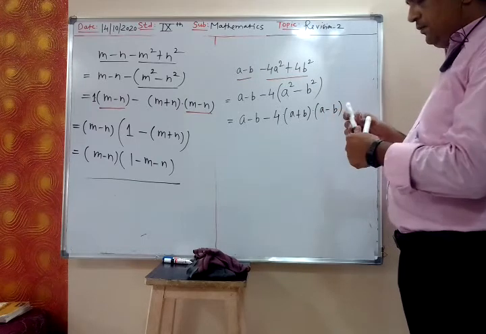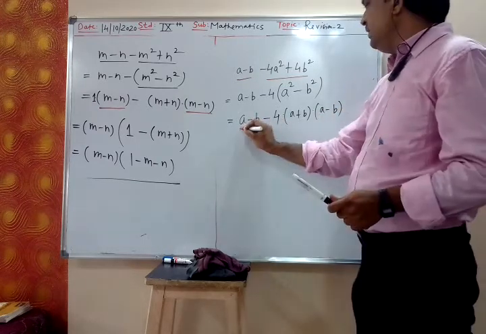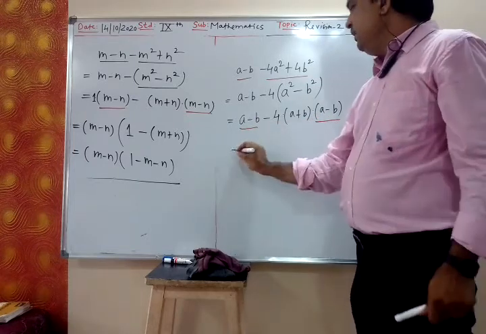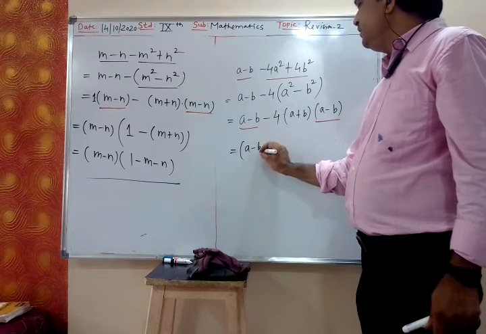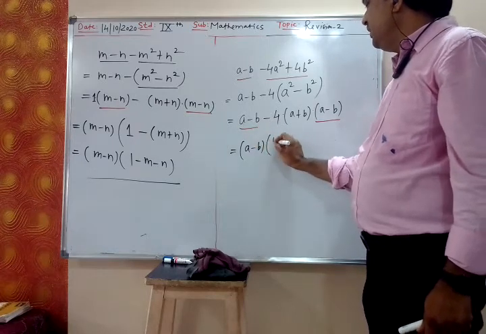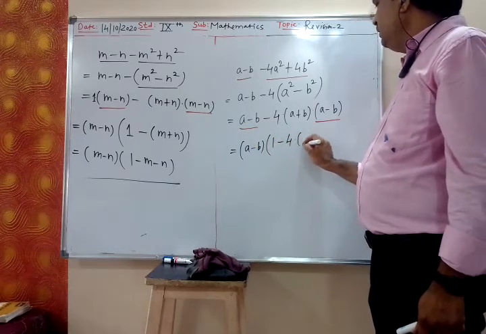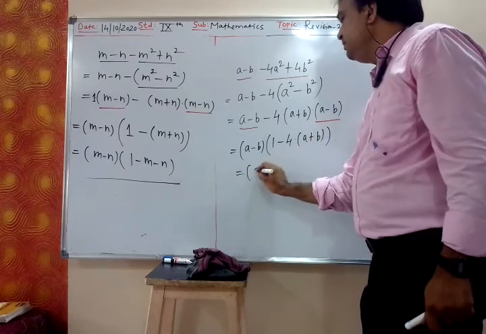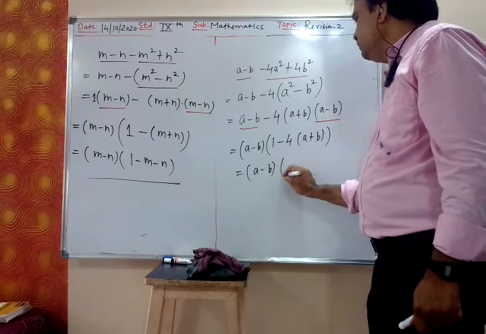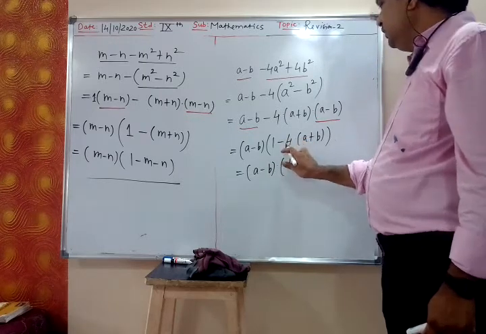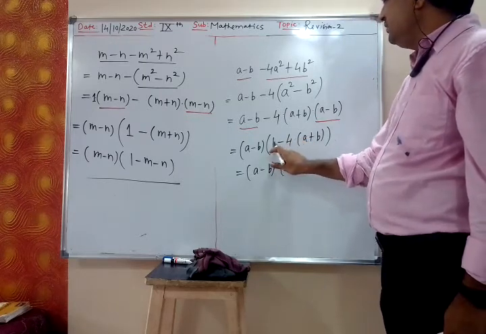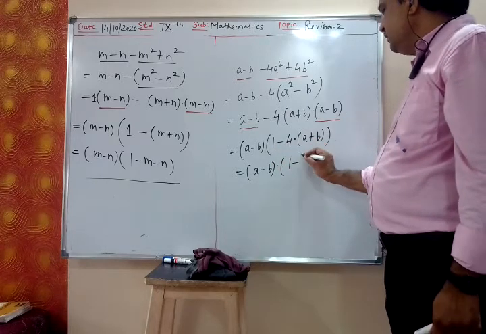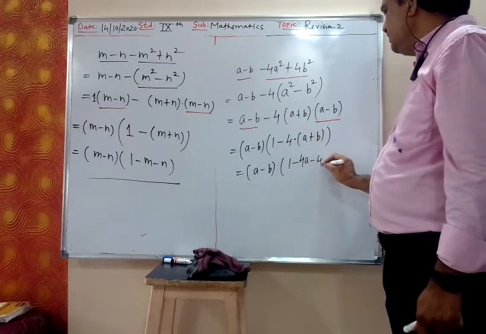Now I will take common from first and second. So a minus b is common. In place of this, 1 will be left, and 1 minus 4 into a plus b is left. So that will be a minus b into 1 minus... don't write 1 minus 4 as minus 3, you cannot subtract because first you have to perform multiplication. So 4a minus 4b, this is the answer, yes.